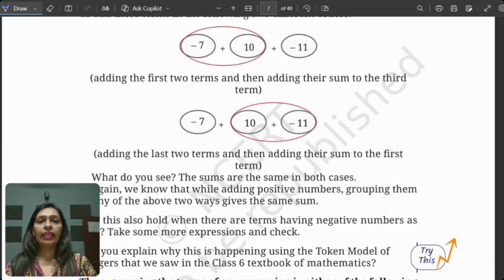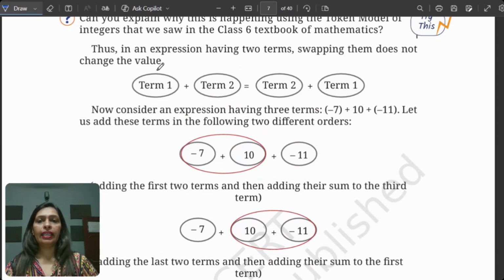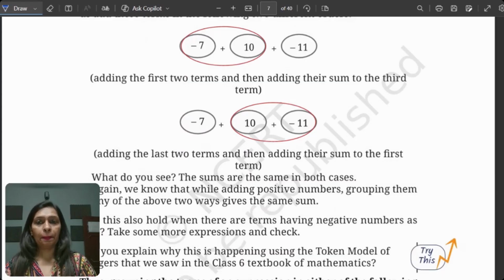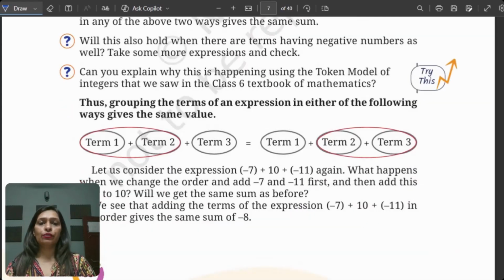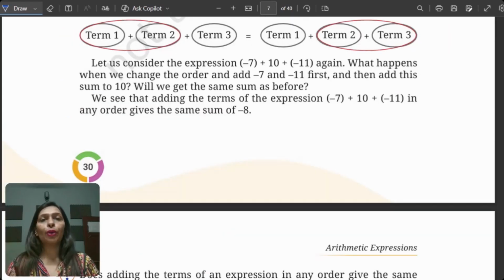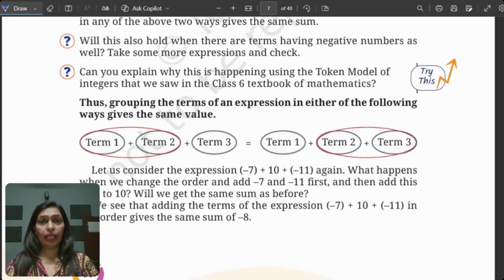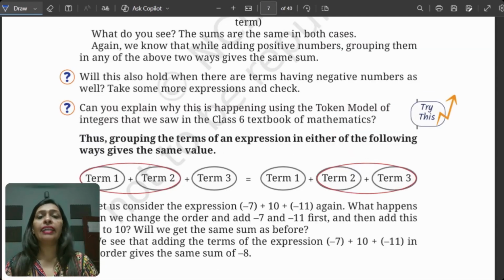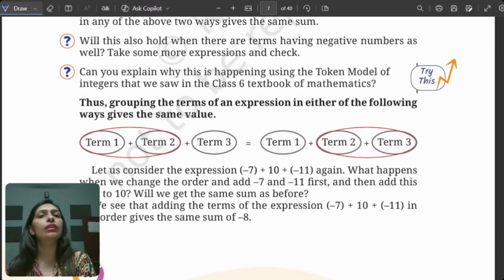Okay, so here you can just see and write it like this: I'm having term 1 and I'm adding term 2, or I'm writing term 2 plus term 1. The answer is going to be the same. Okay, do you know what is the name of this property? We call this property commutativity. I've covered this in the shorts, that if I'm swapping the two terms, the answer is remaining the same.